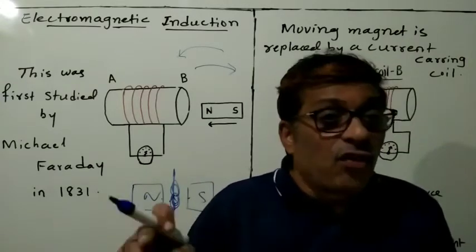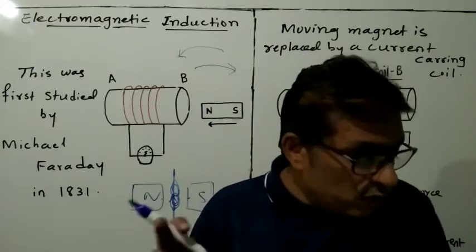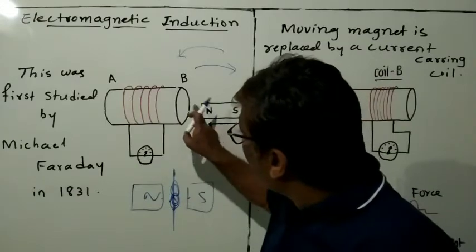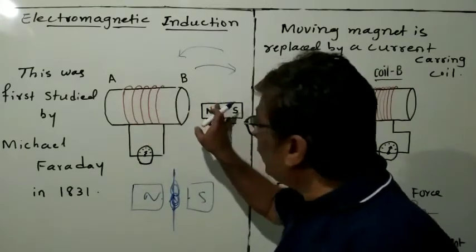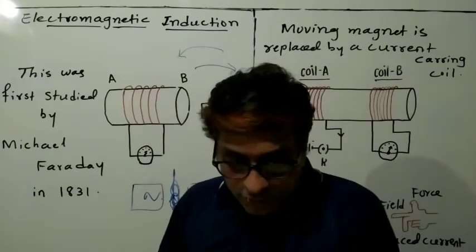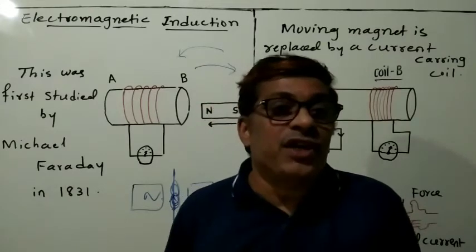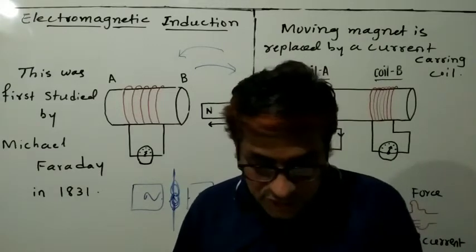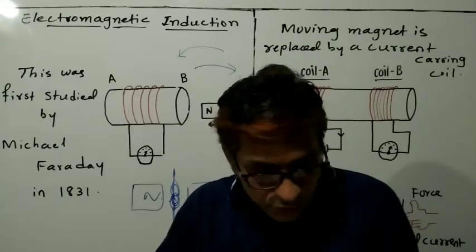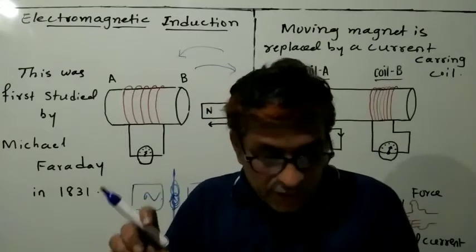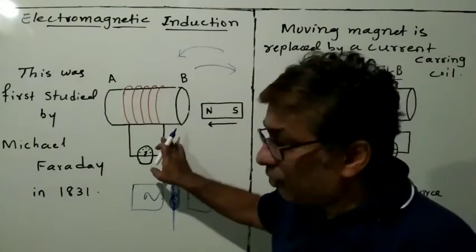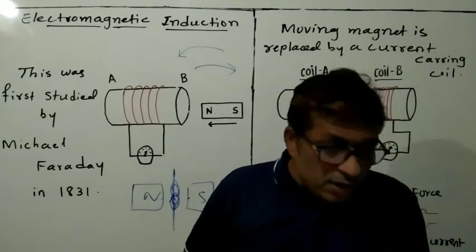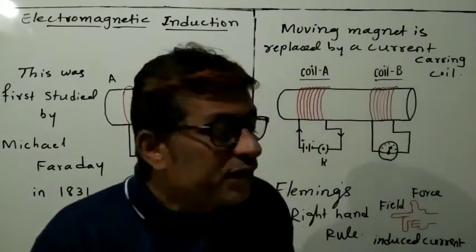It is thus clear from this activity that the motion of the magnet with respect to the coil, or the coil with respect to the magnet, induces a potential difference. Induced means here produces the potential difference, and this produces electric current in the circuit. This is what the activity tells us. Now we will go for the next activity.